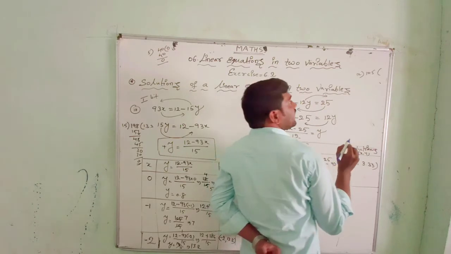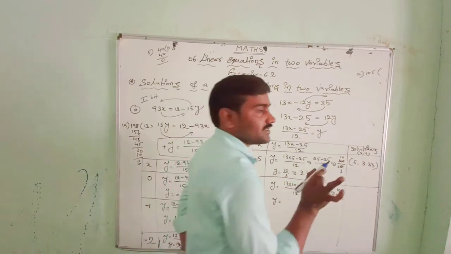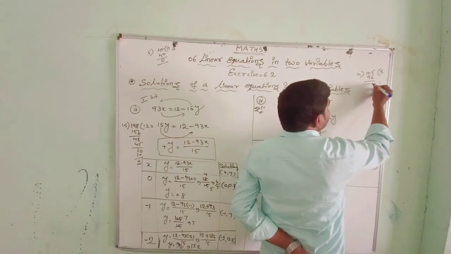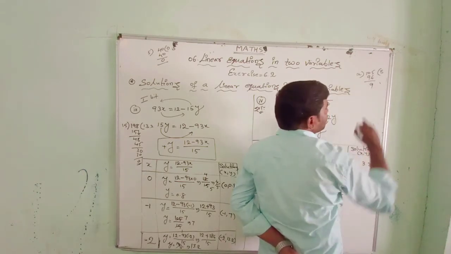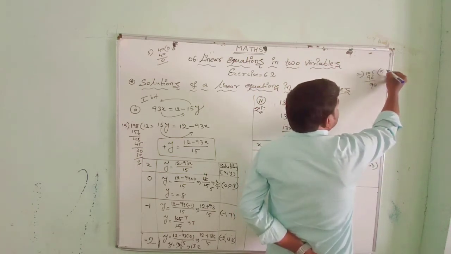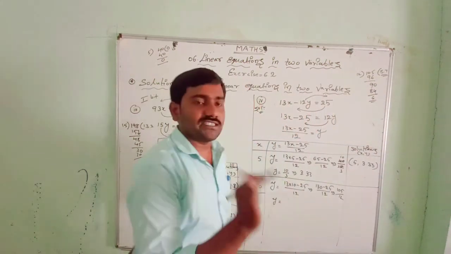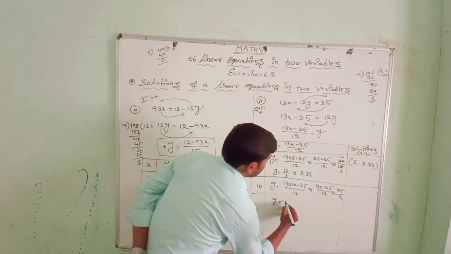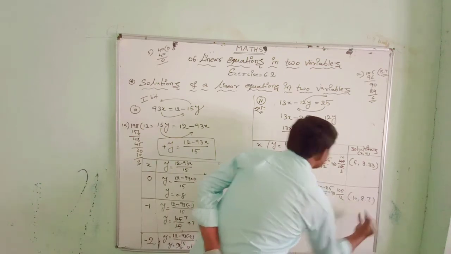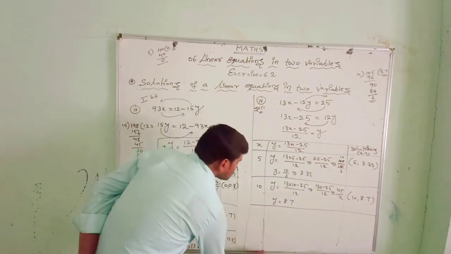See, 105 divided by 12. 12 eights are 96. 12 nines are 108. So 12 eights are 96 is possible. Then 12 sevens are 84, that is 6. Then after the decimal point, one digit is enough now. As I said, y equal to 8.7. So we can use now 10 comma 8.7.